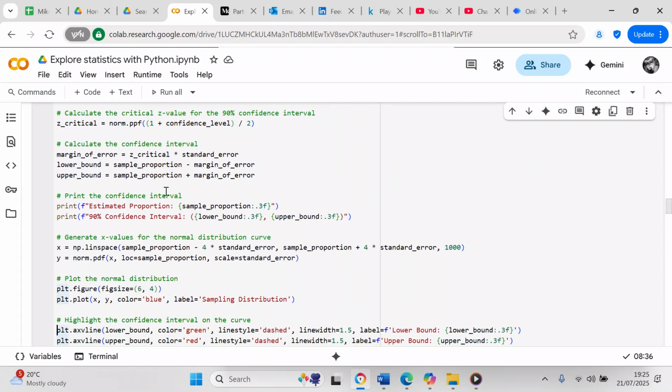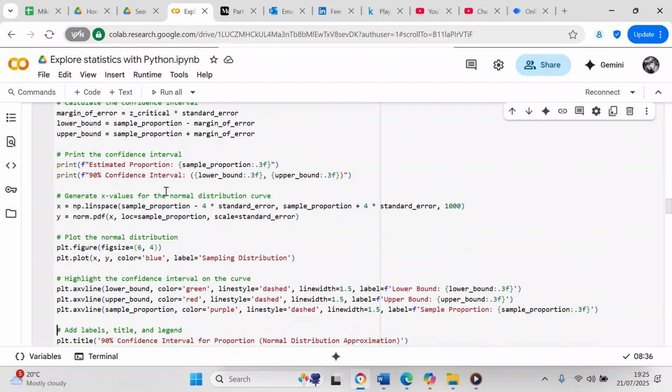So we're going to plot the normal distribution. plt.figure, figsize equals 6, comma, 4, then plt.plot of x, comma, y, comma, color equals blue, comma, label equals sample distribution. Then we're going to highlight the confidence interval on the curve by giving it vertical lines.